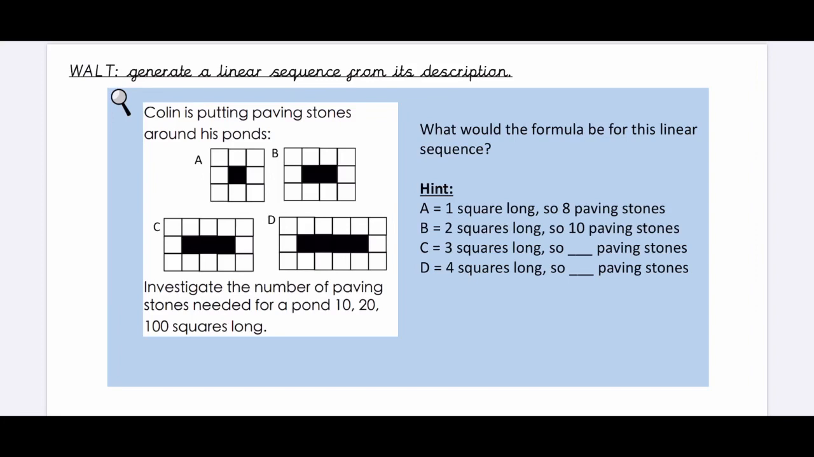So work out how many paving stones pond C, which is 3 squares long, would need, and then the same for pond D, and have a look at the pattern that you spot there. You then need to try and figure out how many paving stones would be required for a pond if it was 10 squares long, then if it was 20 squares long, and then if it was 100 squares long.